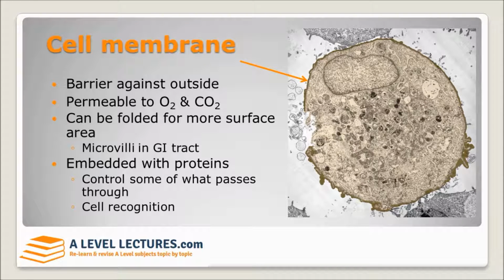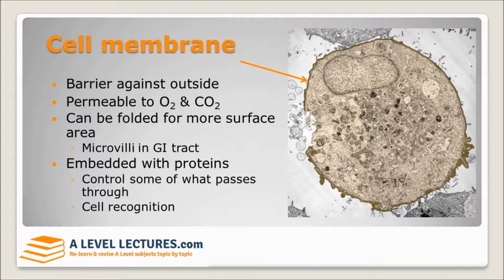So firstly, let's look at the cell membrane. The cell membrane is the kind of the barrier to the outside. It's the boundary between what's inside a cell and what's outside a cell, and it's really important because it helps keep things out and it helps keep certain things in.